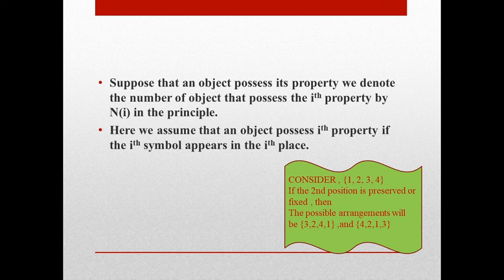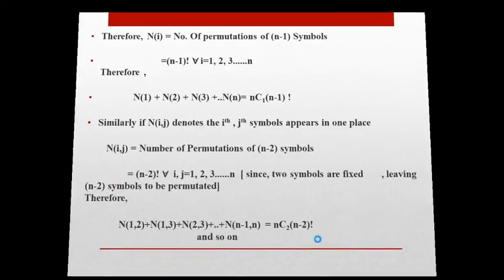For example, if you consider 1, 2, 3, 4, and you say the second position is preserved, what does that mean? The second element should appear in the second place. If you see the two arrangements, the second element, that is the 2, appears in its original position, and hence you can say this arrangement is not a derangement.